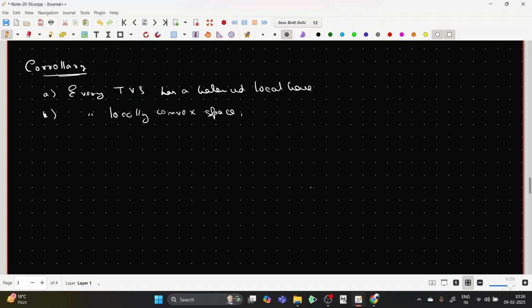So a locally convex space has a balanced convex local base. If the ambient space is convex, then obviously the underlying spaces need to be convex as well, right? You can pretty easily follow it from the subspace or subset property of convex spaces, right? In fact, these two statements are somewhat direct from the previous theorem. Fine.